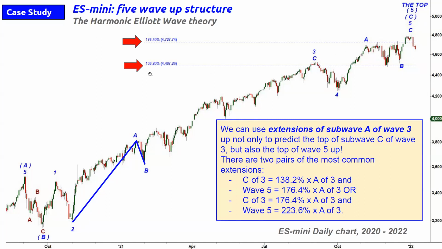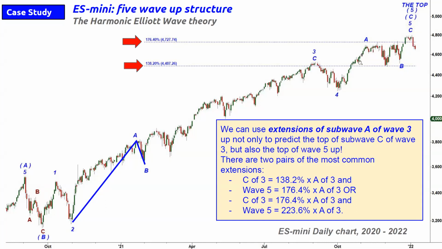You can see that subwave C of wave 3 tends to top at 138.2% extension. And as far as I know, nobody can use those types of extensions under the classic Elliott wave theory. And wave 5 topped at 176.4% extension. And we can see that it slightly overshot that level, but then broke under that level.